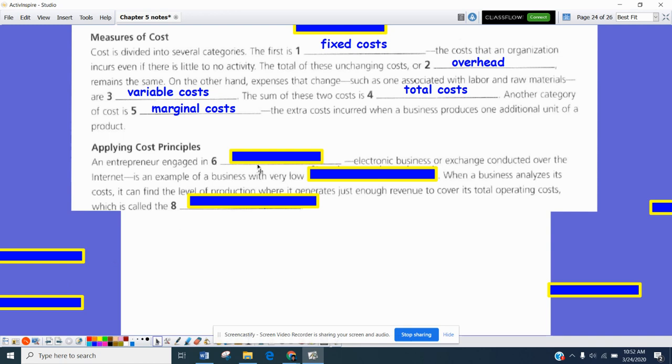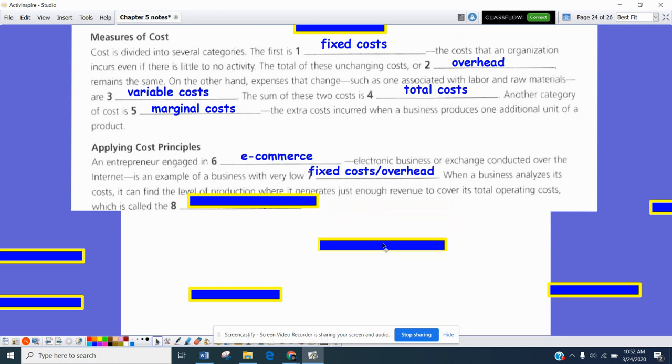So applying cost principles, an entrepreneur engaged in e-commerce, or electronic business, or the exchange of business that is conducted over the internet, is an example of basically e-commerce. Normally, you would have a very low fixed cost or overhead because you're not having to have a special building or facility like a storefront to operate out of. You could actually operate out of your own home or your garage or such.